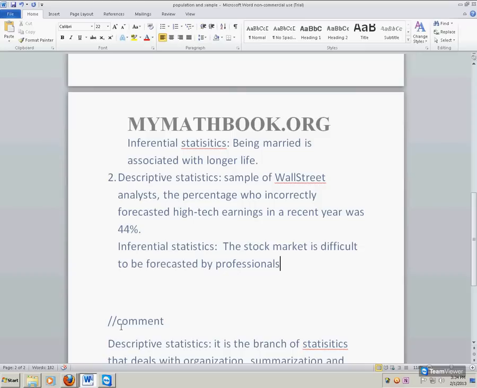So these are ways in which you could distinguish between inferential statistics and descriptive statistics. We're going to take a look at our next tutorials, and we're going to go deeper with statistics. I hope these tutorials went well.